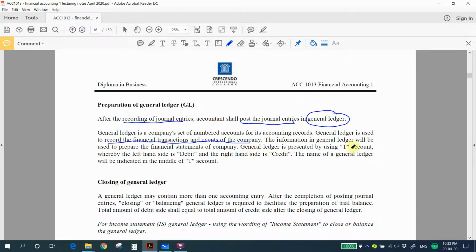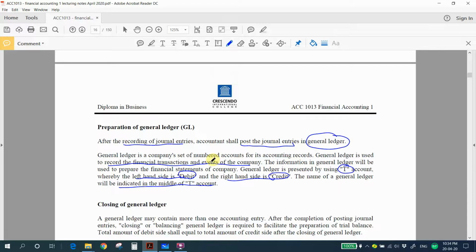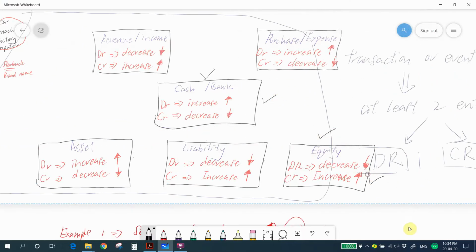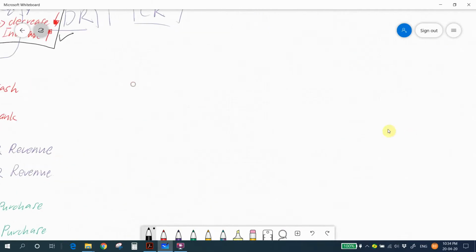General ledger is presented by using the T account format, whereby the left hand side is called debit and the right hand side is called credit. The name of the general ledger will be indicated in the middle of the T account. So I can draw a sample of a general ledger account for you. It appears in this format. So we call general ledger a T account.